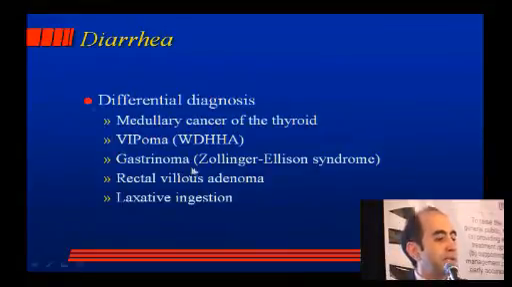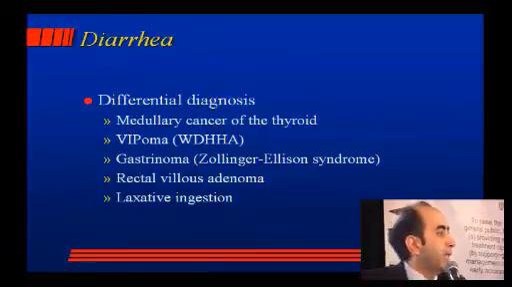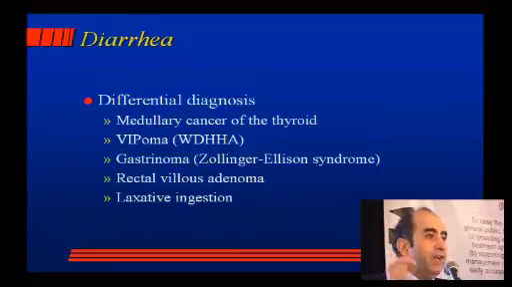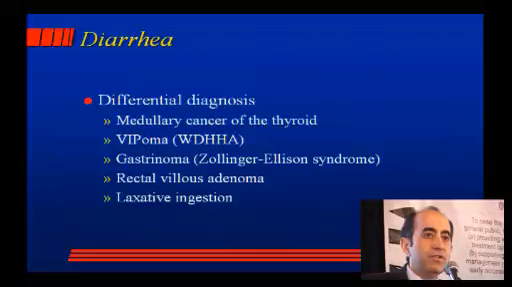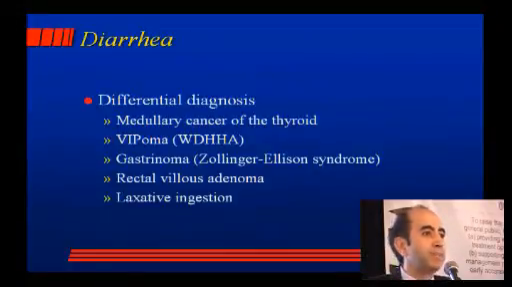Gastrinomas. This is a really big issue here. Zollinger-Ellison. I don't know if anybody here has this, but this is a type of tumor that's associated with gastrin producing. Gastrin is a hormone that produces an excess of acid and causes ulcers, and typically causes the ulcers to keep coming back over and over again.